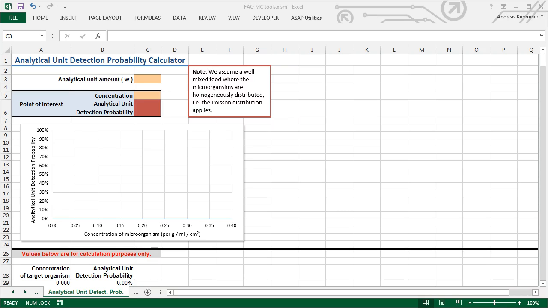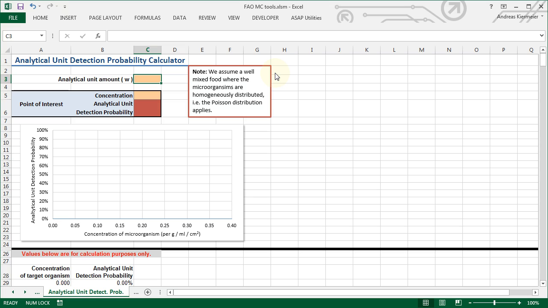In this video, we'll have a look at how detection of a microorganism is related to the amount of food in a single analytical unit. Now, this calculator here works only when the food is well mixed, although the principles of testing more of the food in a single analytical unit applies also for foods that are not well mixed.